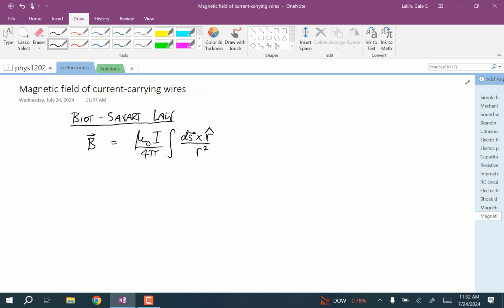I'm not going to tell you what these different things are. I just want you to look at this integral form and imagine that in order to get from this integral form to the simple formulas we're going to see takes quite a bit of work, and we're going to skip all that work and just do the two cases. So the first thing we're going to consider is the magnetic field produced by current through a straight wire.